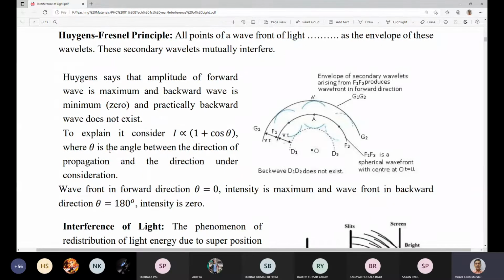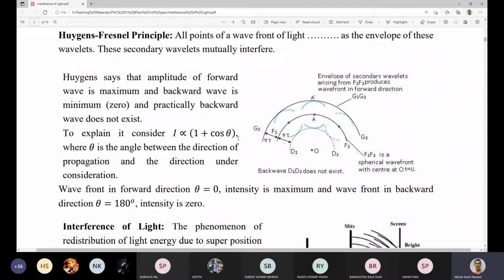Now later on, to explain, if you consider the intensity distribution in an interference or diffraction pattern, then that intensity is proportional to the term 1 plus cos theta. What is theta? Theta is the angle between the direction of propagation and the direction under consideration, right? Suppose we consider this particular direction of consideration, and the direction of propagation is in this direction. So here theta is equal to 0. That gives you the intensity proportional to 2.